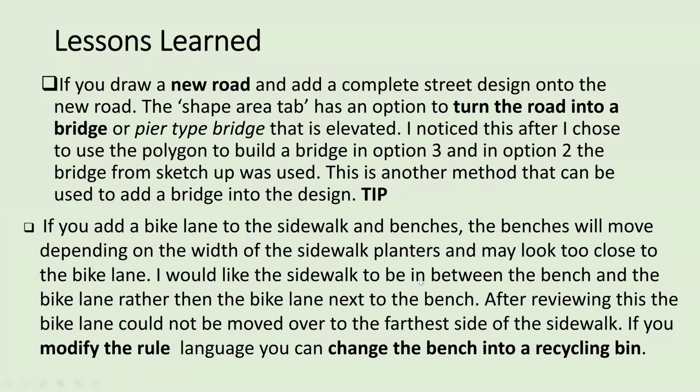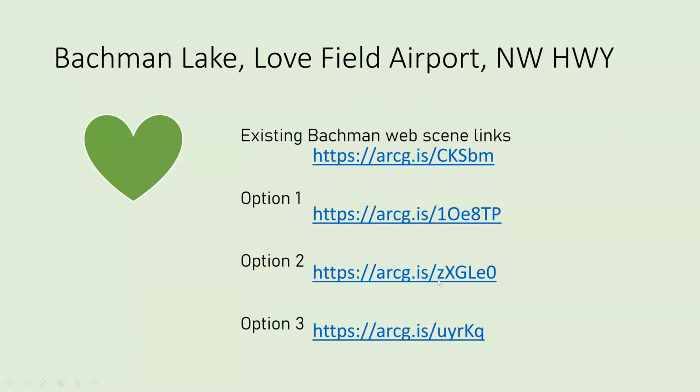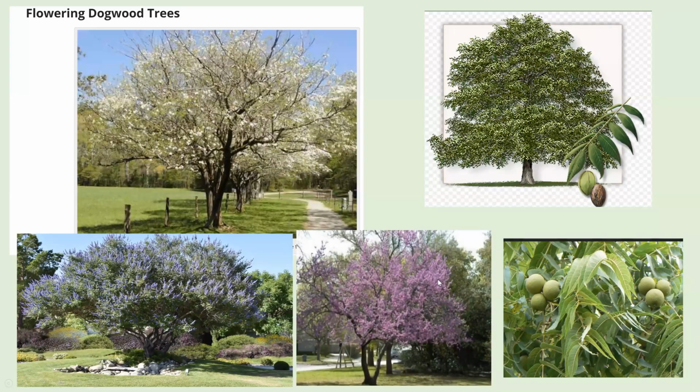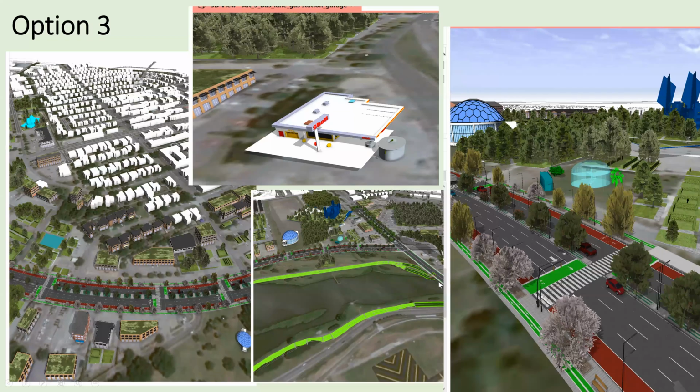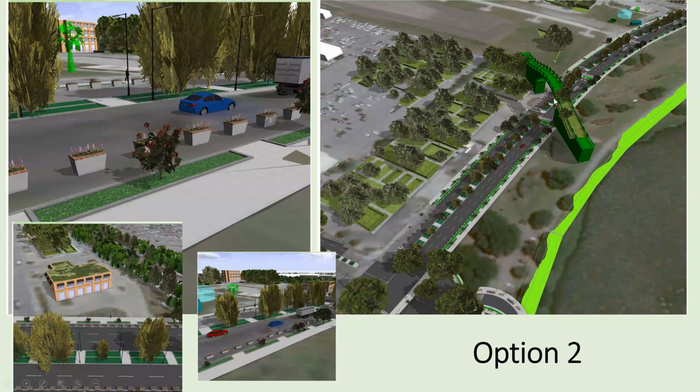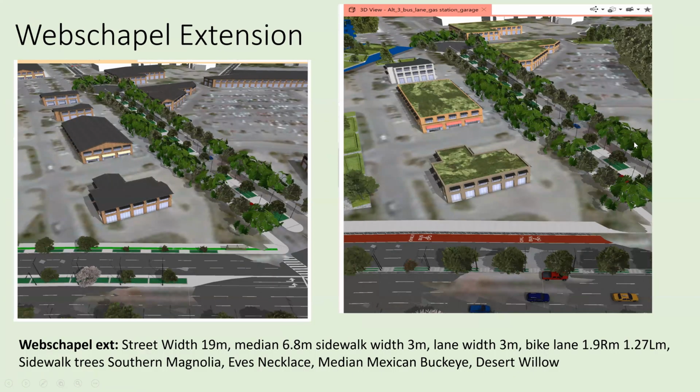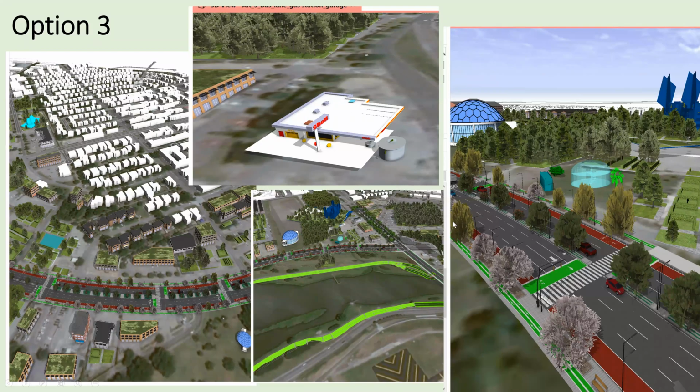The major difference between 2 and 3 is the green bridge, that is the location of the green bridge and how it's built. So this is the green bridge in option 2, and the green bridge in option 3 is here in the picture, which is already full of trees and in a different location along Webschapel Extension.